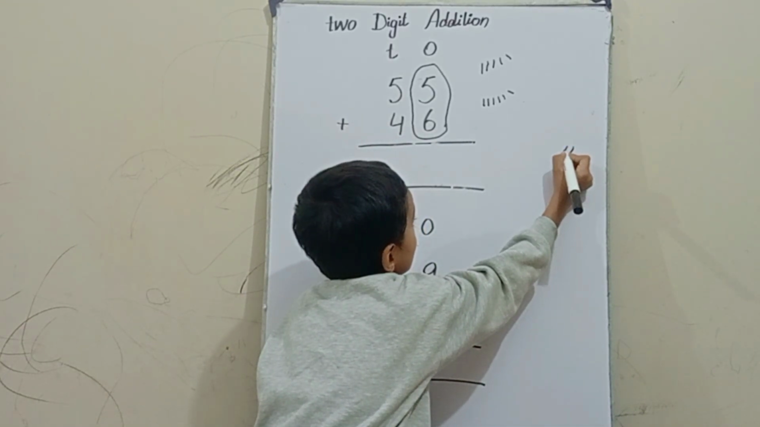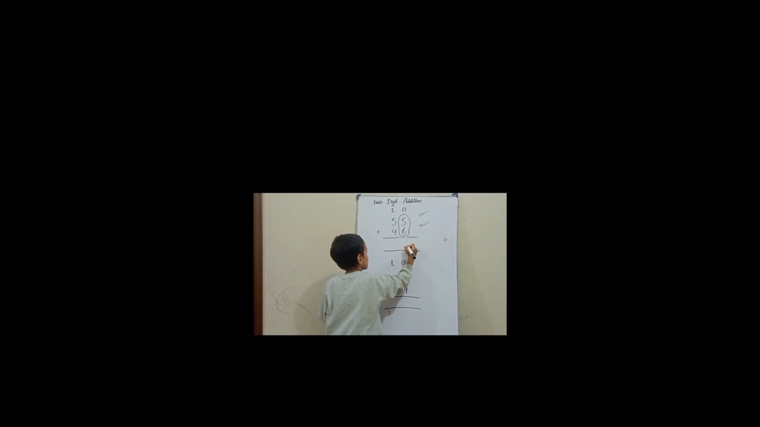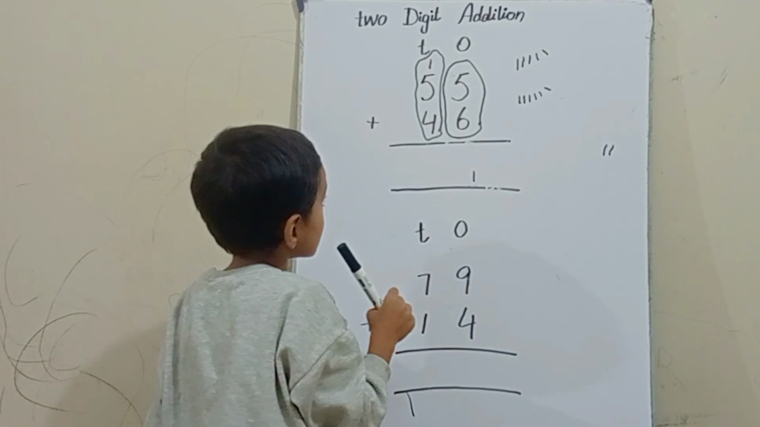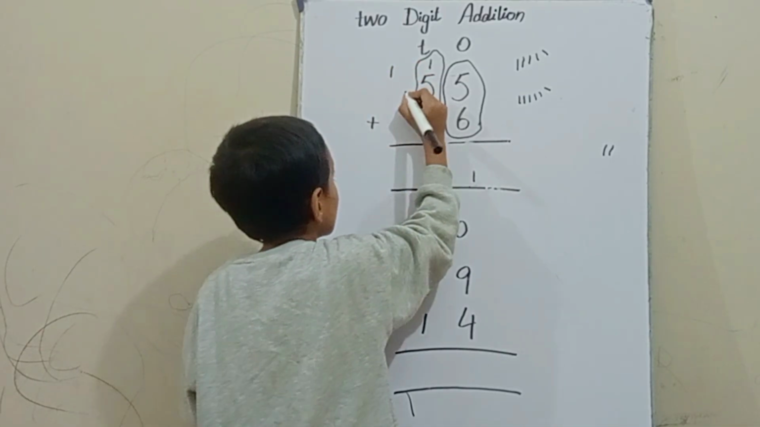This is ones. This is tens. Ones is here, tens is here. Circle, tens side. Now we add tens side.